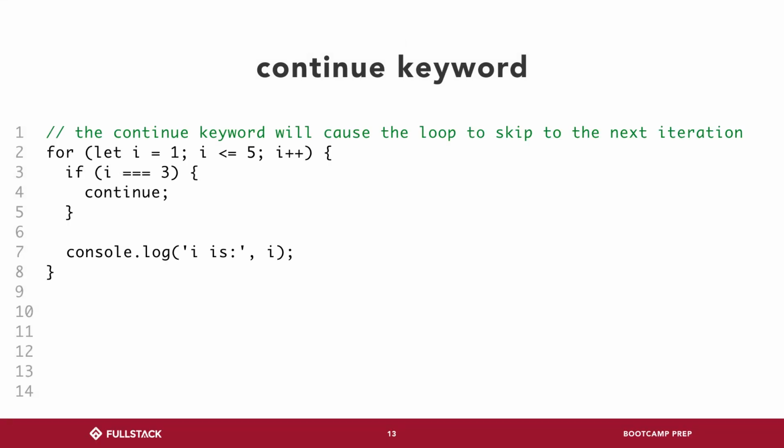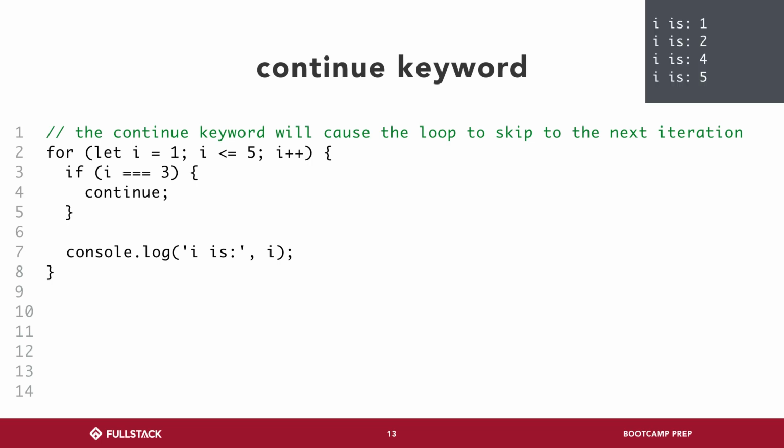So now we can learn about other ways we can get a little fancier with our for loops. So in this case, they wanted to loop through numbers 1 through 5, and they wanted to log them out. But for whatever reason, when i is at 3, they don't want to log out i. So JavaScript has another reserved word inside of it, and it's called continue.